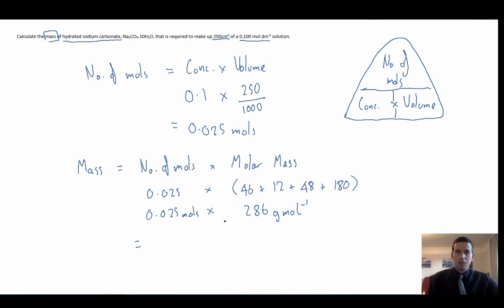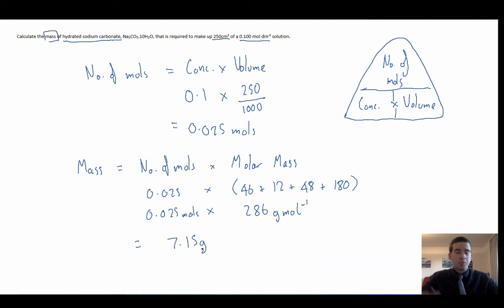Here with moles, which gives us a final mass of 7.15 grams. So in this question, we have used 2 of the triangles that we've looked at, and we've gone from the liquid with its concentration and its volume, and we've converted it to a mass. Okay, so this is the mass of hydrated sodium carbonate you would need to add to make up that solution.